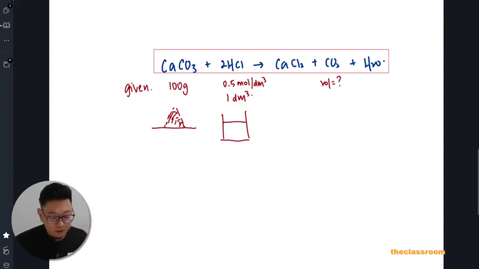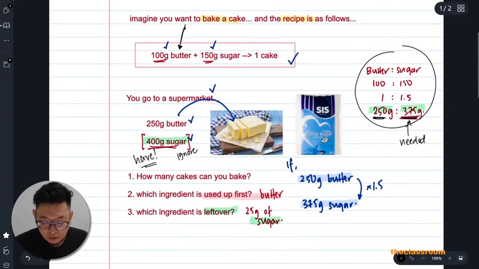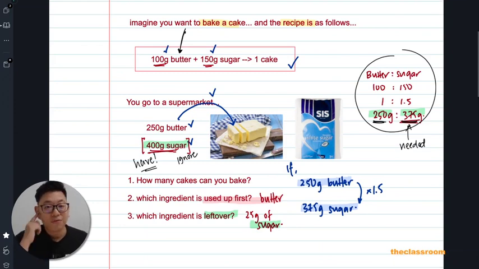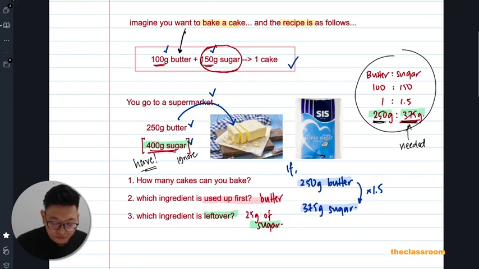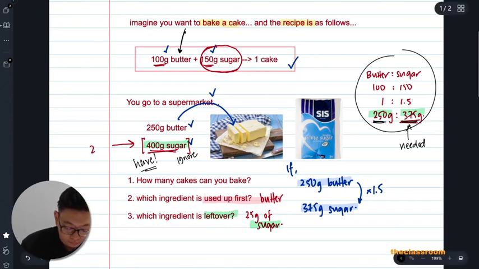Now, if the question is going to say find the volume of carbon dioxide, before we can find the carbon dioxide, you need to know what is used up first. Correct? So coming back to the cake example, right? Before you can figure out how many cakes you can bake, you got to figure out what is used up first. You can't just say, oh, 150 grams of sugar, right? Hold on, I have 400 grams. So based on 400 grams of sugar, 400 over 150, I can bake 2 2/3 of a cake.